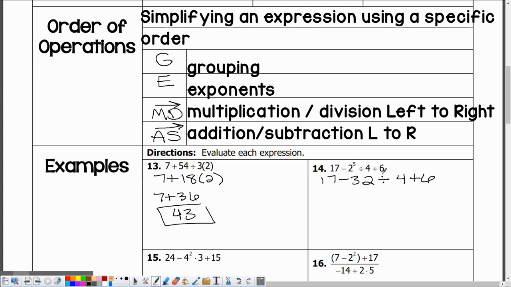So now I can go ahead and do the next part. I have no more exponents, so multiplication, division from left to right. That's subtraction. Here we do have division and addition. So we're going to do our division first. So 32 divided by 4, that's 8. So minus 8 plus 6. And now I can go ahead and go from there. Do 17 minus 8. That's going to give me 9. And then plus 6. And 9 plus 6 is 15.